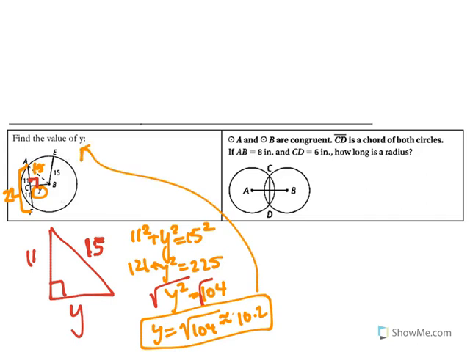Okay, this one says circles A and B are congruent. CD is a chord on both circles. So we've got a little bit of like a Venn diagram thing here. A, B together is 8. And then CD together is 6. Okay, so we want to figure out what the radius is.